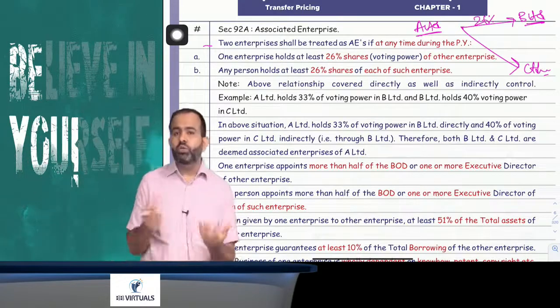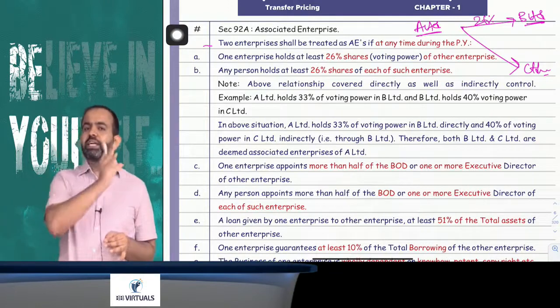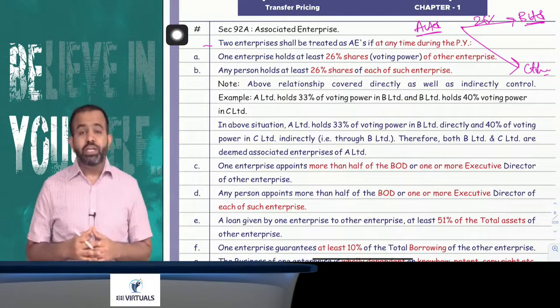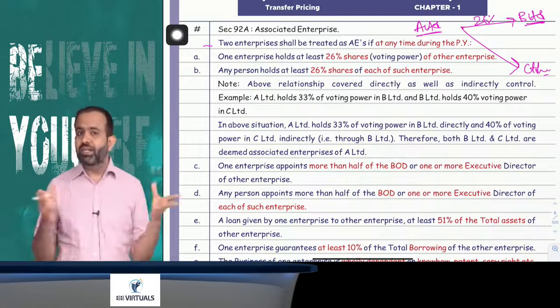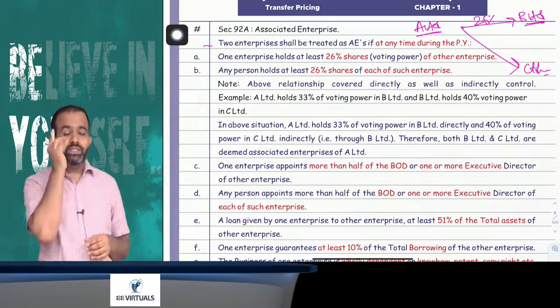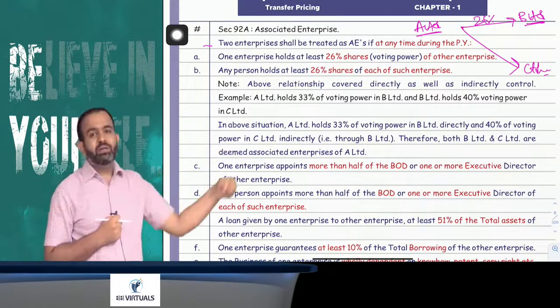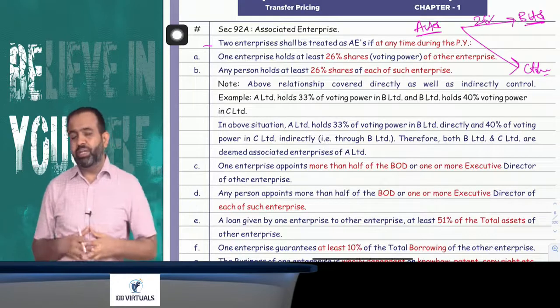So two clauses we already discussed. The first point says that if any one enterprise holds 26% or more equity shareholding of another enterprise, both are treated as associate enterprises. Or if one enterprise or person holds 26% or more of equity shareholding or voting power of both enterprises, then both enterprises will be treated as associate enterprises. You got my point or not?